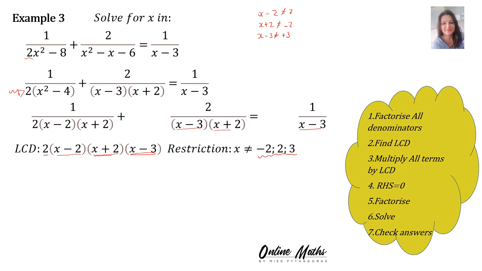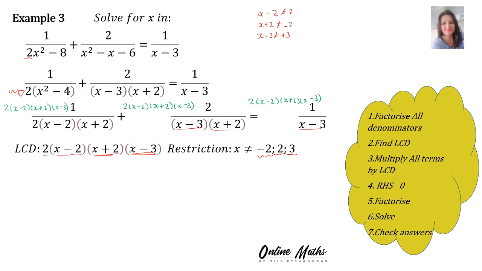Then in the next step, step 3, multiply all the terms by the LCD. So what you do is you write here 2(x minus 2)(x plus 2)(x minus 3). And the second term as well, we multiply with the LCD, 2(x minus 2)(x plus 2)(x minus 3). And the last term, multiply with the LCD, 2(x minus 2)(x plus 2)(x minus 3).